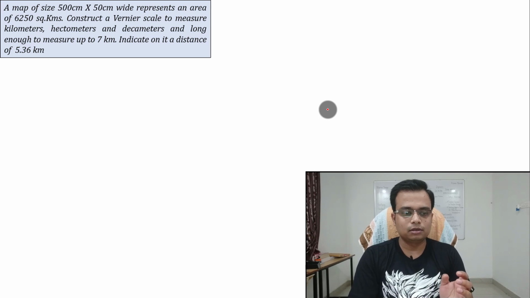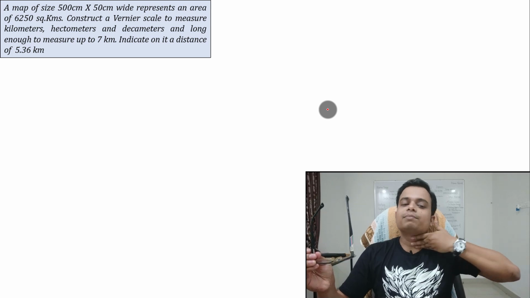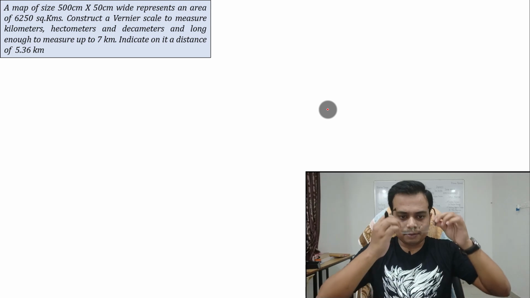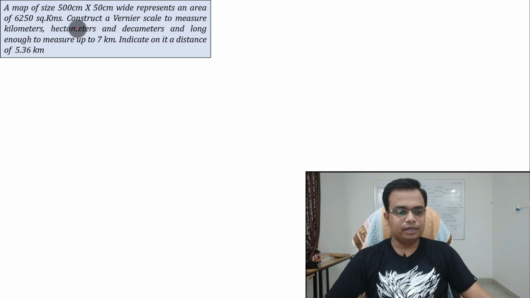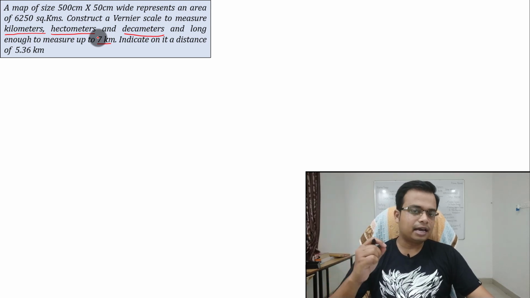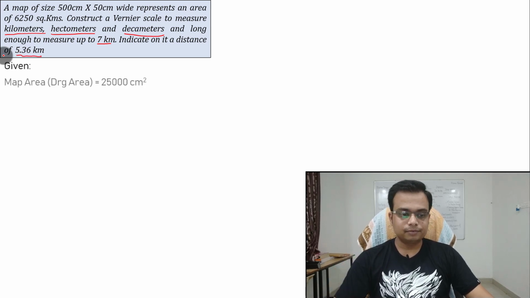Let's do this. We've got a map, and this map is of 500 by 50 centimeter. It is representing an area of 6250 kilometers square. Construct a vernier scale to measure kilometers, hectometers and decameters, and long enough to measure up to 7 kilometers. So this over here is the maximum length, and the representative fraction has not been given directly to you. So you have to work it out, and then this distance has to be measured. Let's write all the given data.